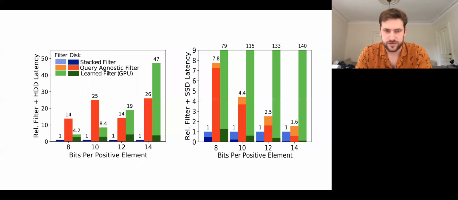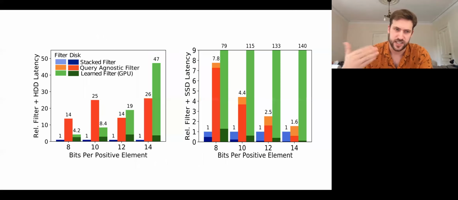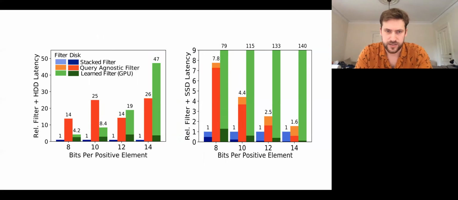And then if we look at a more holistic view of, okay, well, if we combine together computing the things for the filter and then either going to SSD or hard drive for every false positive, what is the best filter? Each of the graphs is divided up into 2 parts of the bar. The lighter color is the computation time, and the darker color is the time that's spent going to disk. And you can see essentially that the stacked filter is always the lowest. Depending on the false positive rate, the query agnostic filter and the learned filter trade off.